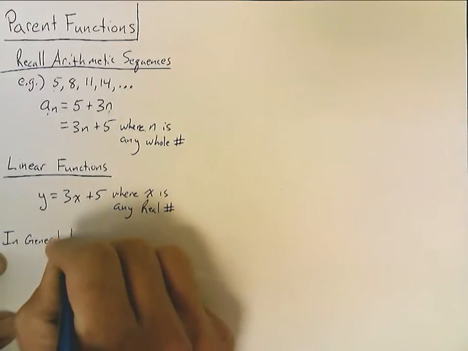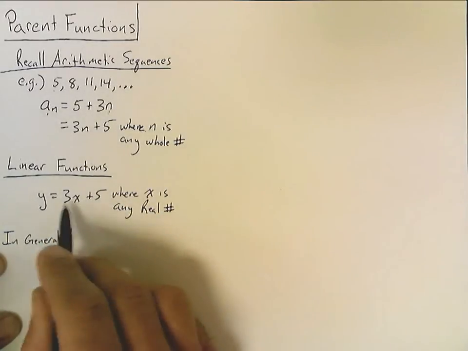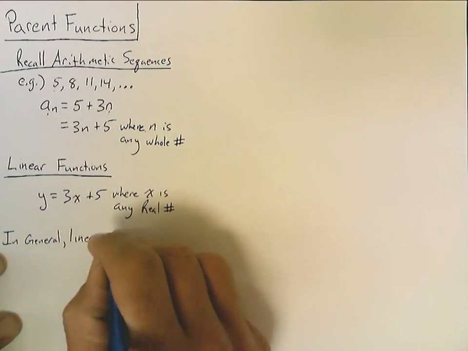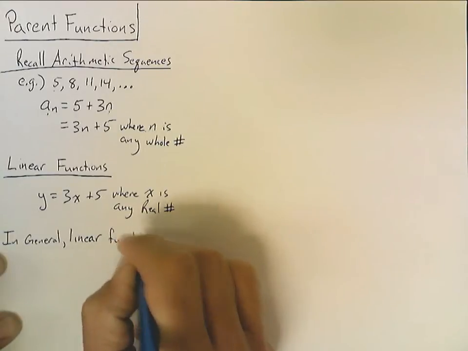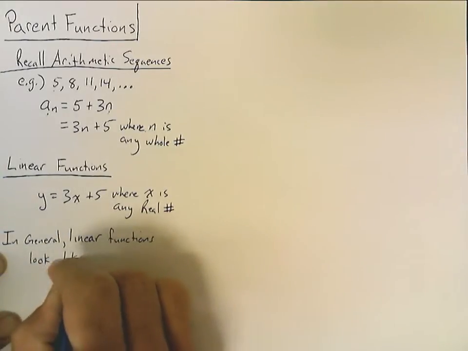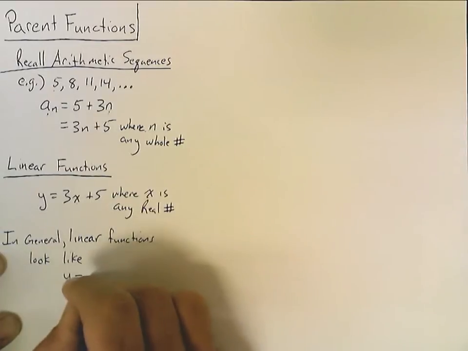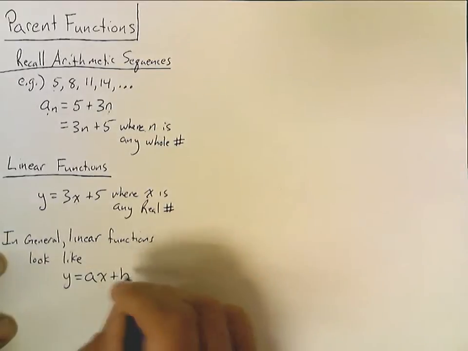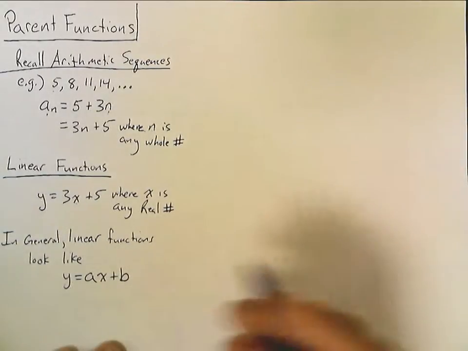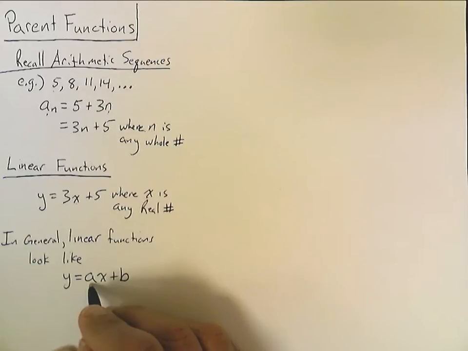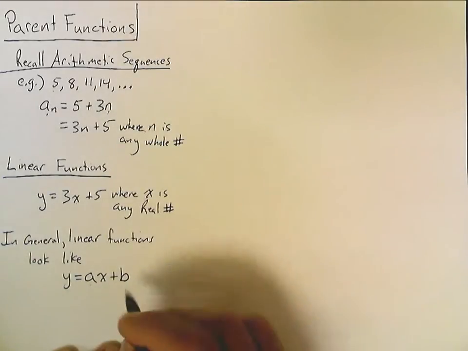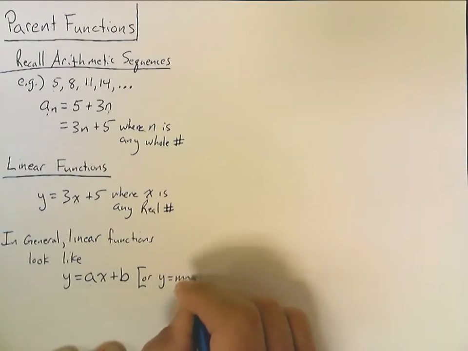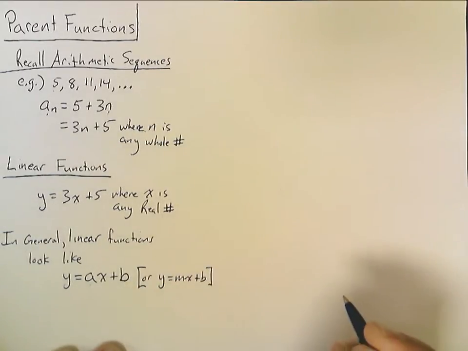Okay. So, in general, linear functions look like this essentially. We've got a number times x plus some other number. So we just have y is equal to some number a times x plus b. And actually, what you've probably already seen before is instead of using an a for this number that x is being multiplied by, you use m. So we could just as easily say y is equal to m times x plus b. It doesn't really matter at all.